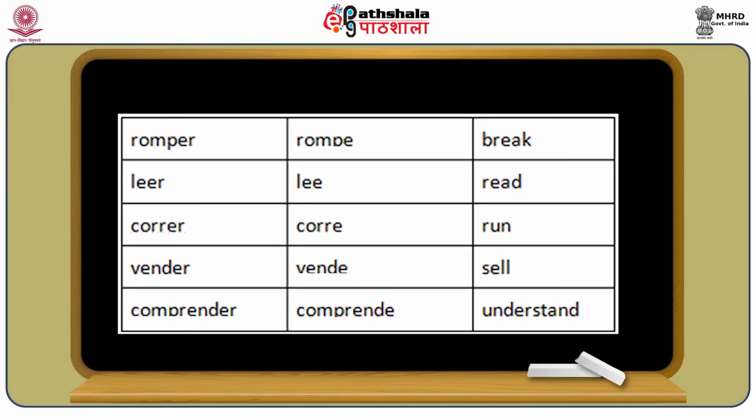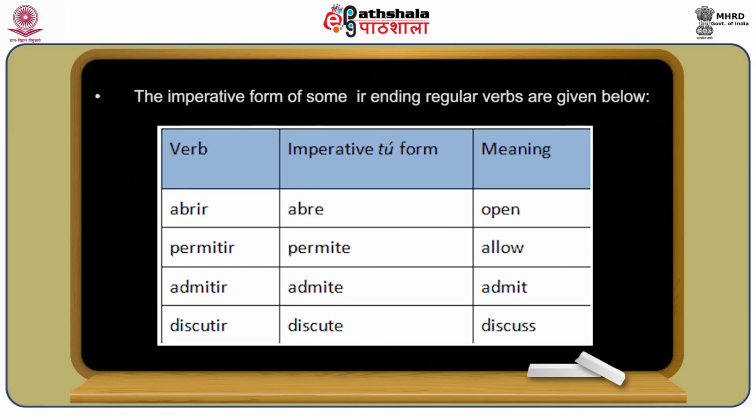Other verbs like romper, which means to break, but when we say rompe, it means break. Same way leer, the imperative tú form is lee, meaning read. Correr, the imperative tú form is corre, meaning run. Vender, imperative form is vende, meaning sell. And comprender, imperative form is comprende, meaning understand. Now let's see the imperative form of some IR ending regular verbs, which are abrir.